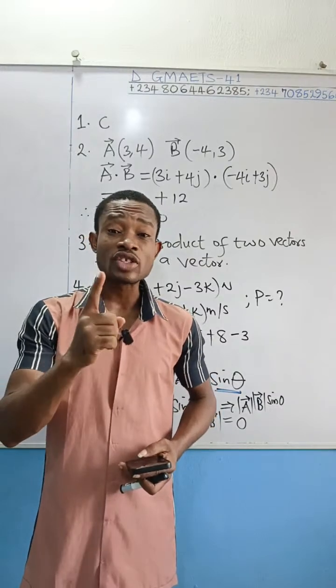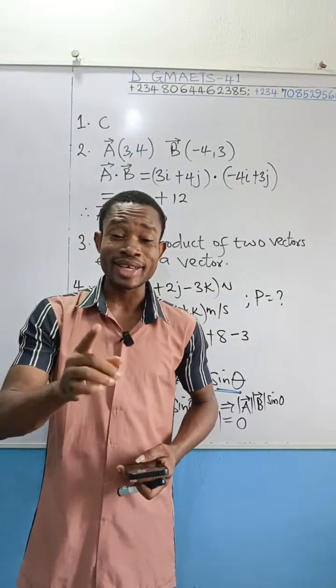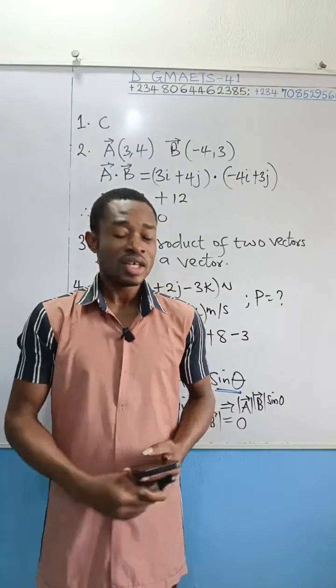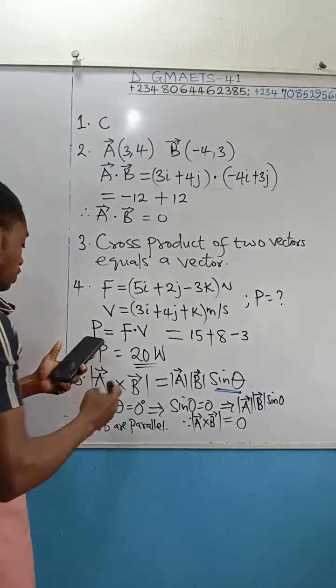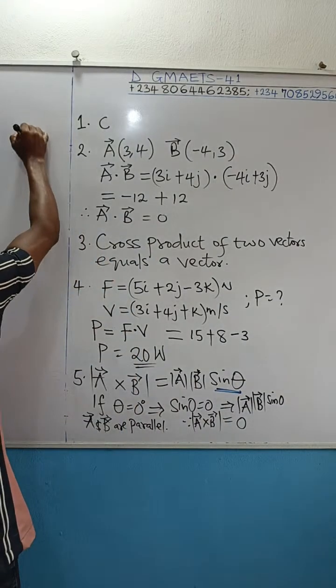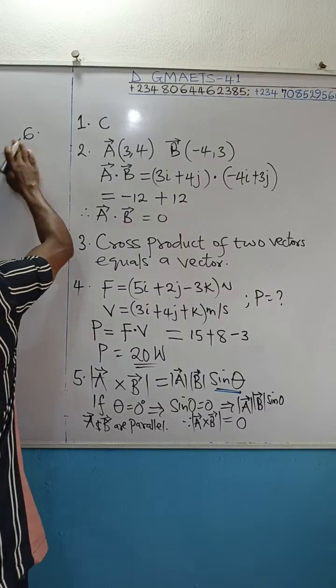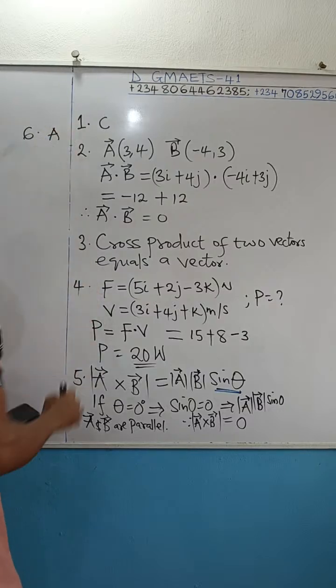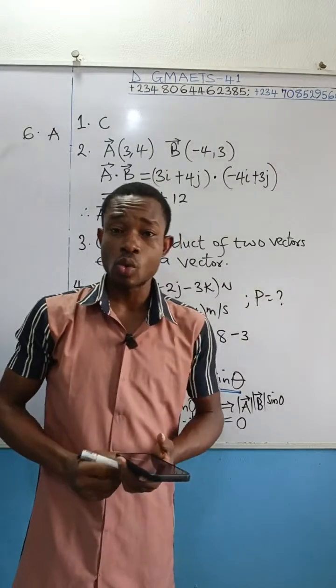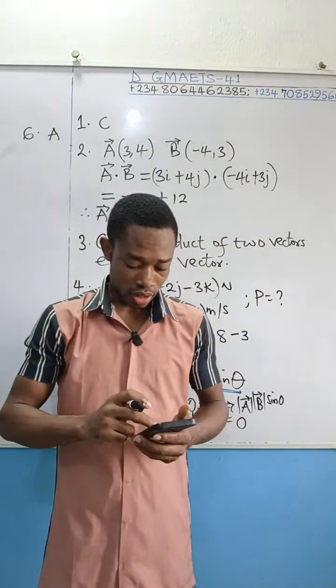So a unit vector whose magnitude is 1 can take any direction. That is why the correct option is option A for question number 6. Option A. All right? A unit vector has a magnitude of 1 in any direction.